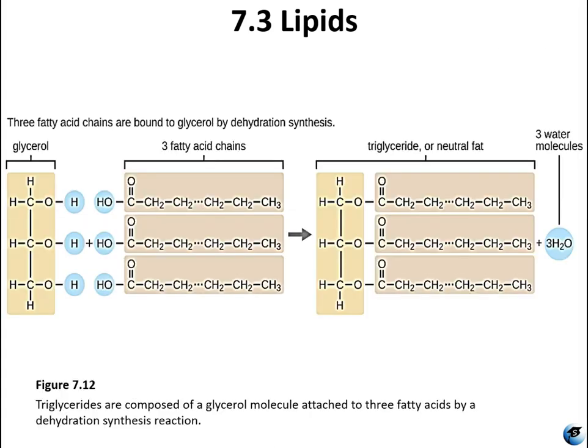So let's have a look at figure 7.12, triglycerides. A triglyceride is a glycerol molecule that has three fatty acids connected to it. And this does occur via a dehydration synthesis reaction. So again, a byproduct of a triglyceride being formed is water molecules, right? Here's your glycerol, and then your three fatty acid chains are added, and then the hydrogens from the glycerol and the hydroxyl groups from the fatty acid chains combine to form water as the byproduct.